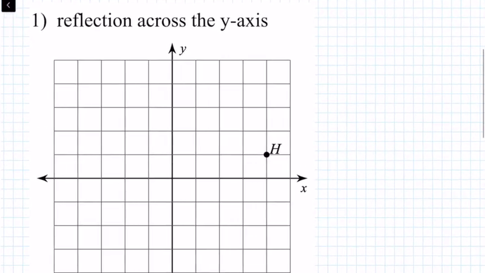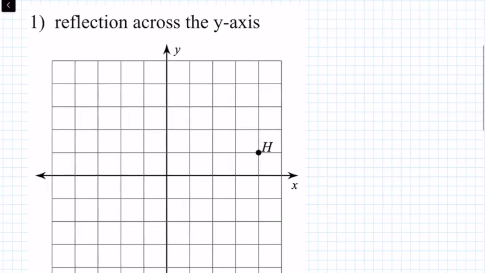All right, and let's examine what we're trying to do here. So first of all, we have a point, this point H. It is currently at 4, 1. And in the directions, we are told to reflect across the y-axis. So again, now that that's been defined, this is our line of reflection. So we want to reflect over this vertical line right here.